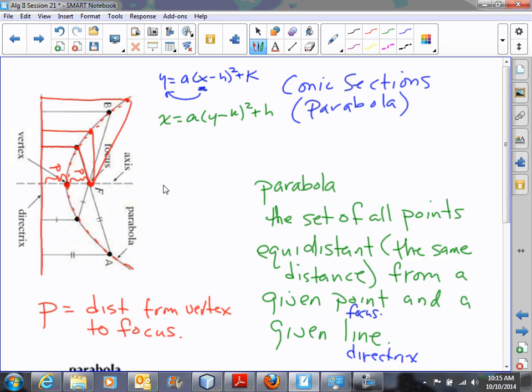And in this case, we have still the same kind of thing going on, but it's on its side rather than on the top. Now, let's take a look at these equations in a little more detail.